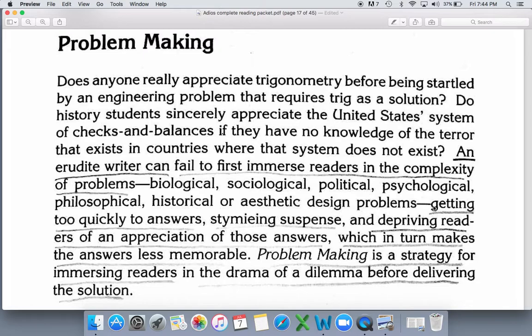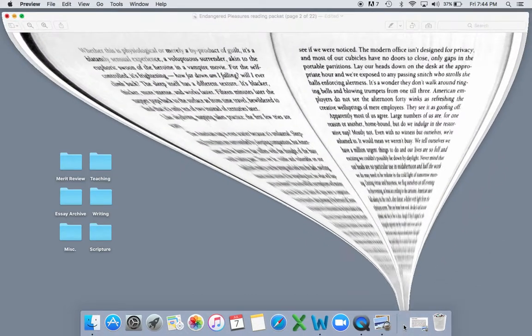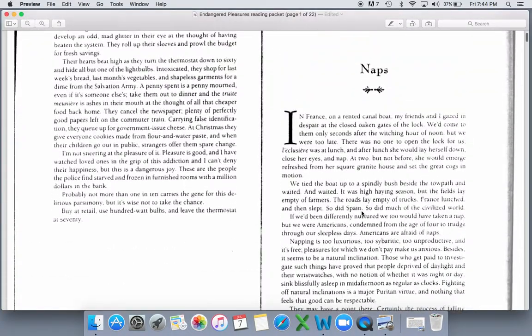Then we'll talk about audience, because the problem is with the audience. And then we're also going to look at speaker and purpose and just touch on them really quickly to wrap up the rhetorical situation. So, back to naps.